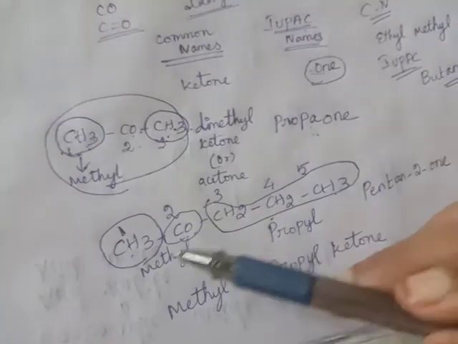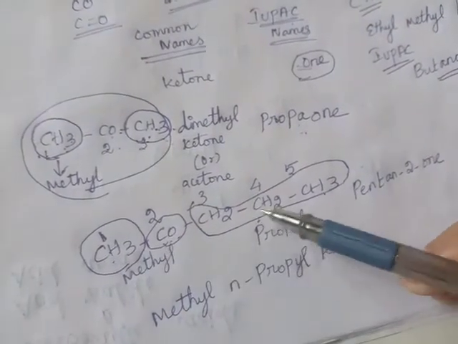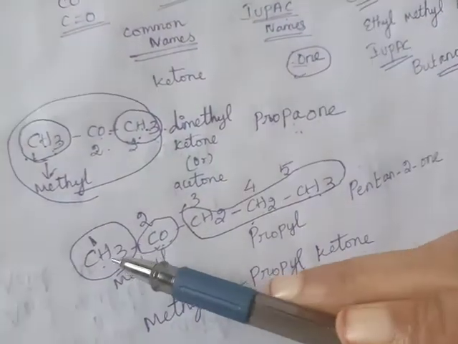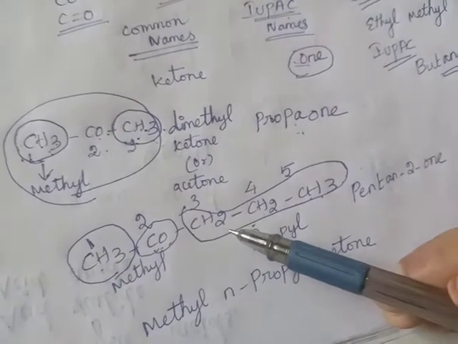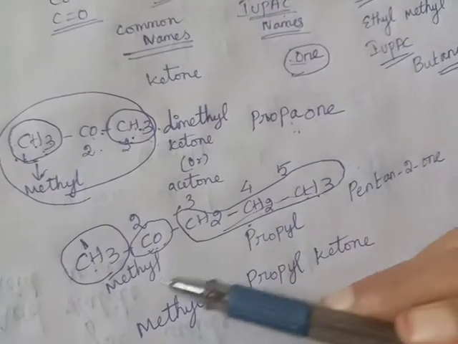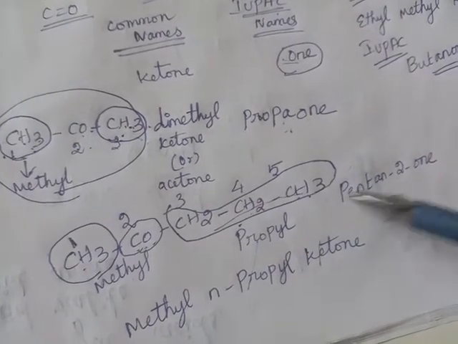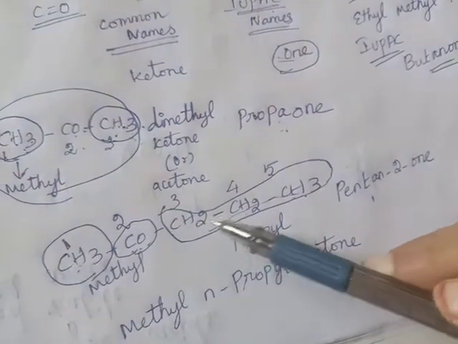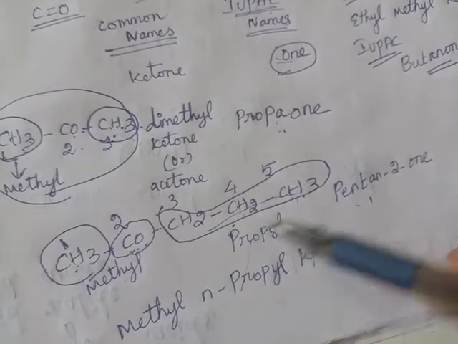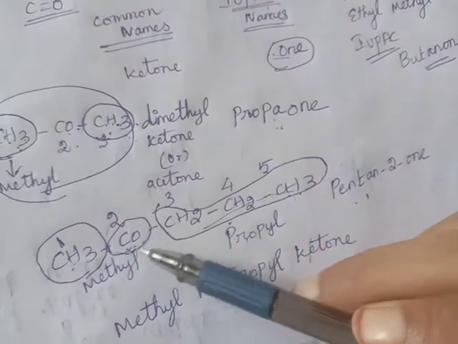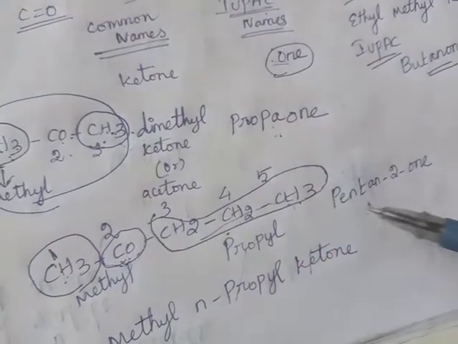Second example, CH3COCH2CH2CH3. Here one methyl group and one propyl group are attached. So this is known as methyl N-propyl ketone. For the IUPAC name, methane, ethane, propane, butane, pentane. Pentane, but here the second carbon atom is attached to the ketone group. So we write pentane 2-one.